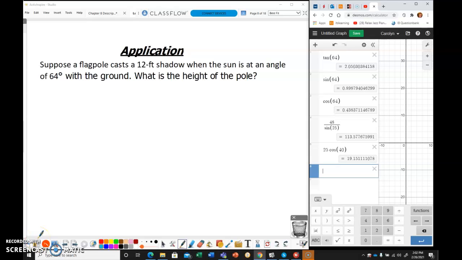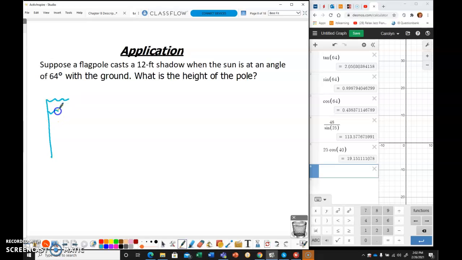All right, so now we're going to get into some application problems. Whenever we have an application problem that involves stuff like this, it's good to give yourself a visual to draw the problem, so you can get a grasp as to what's actually happening in the problem. So we have a flagpole. I'm going to draw myself a flagpole here.